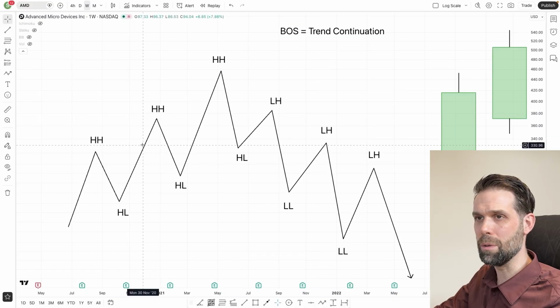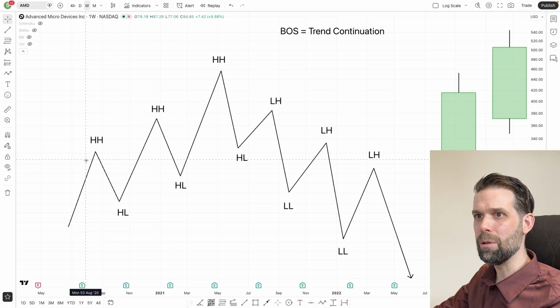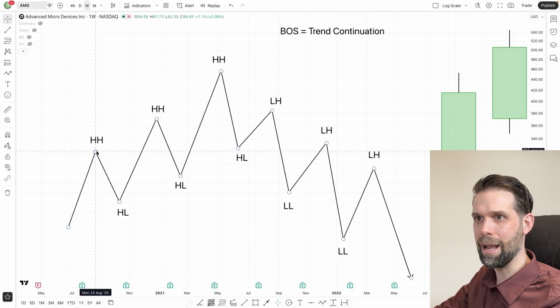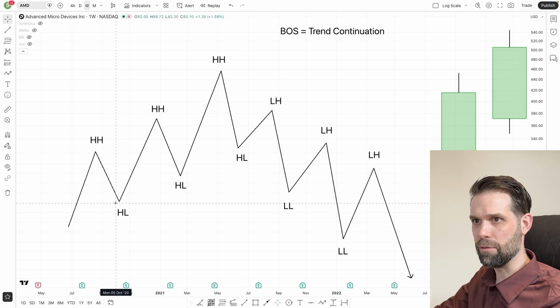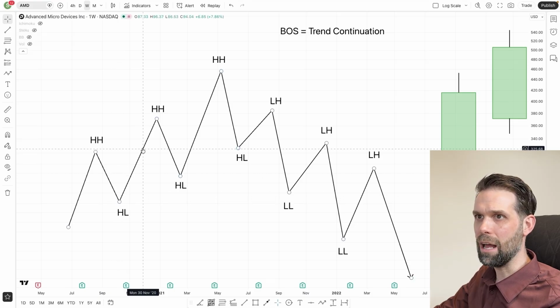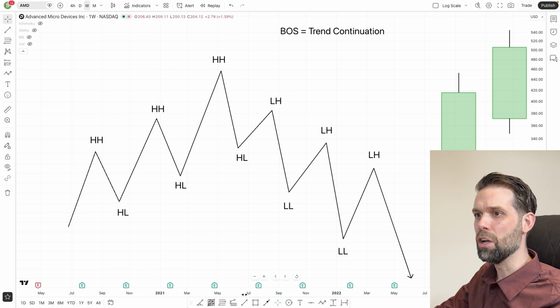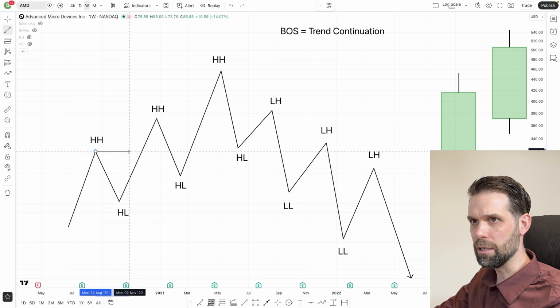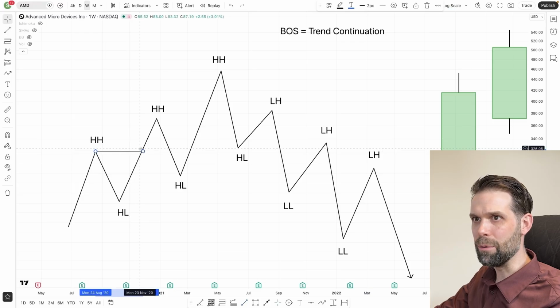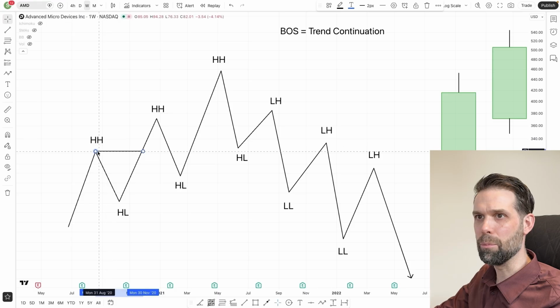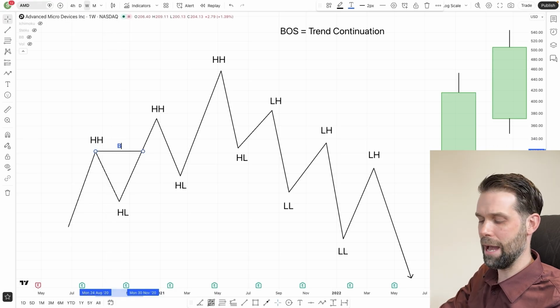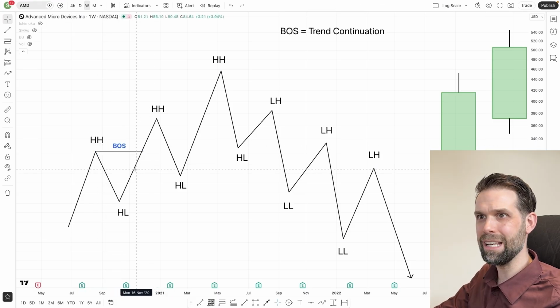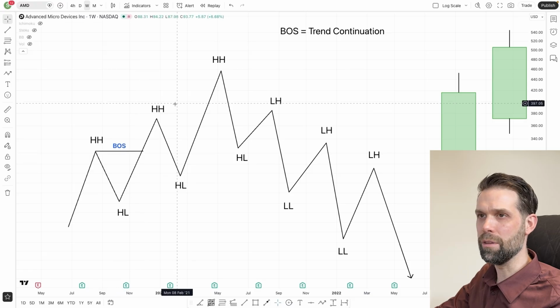If we were to zoom into this area here, we can see price rises up into this area, and we call this a higher high, and then it retraces into our first higher low. So it's a low, and then we travel up and we make another higher high. We have our first break of structure when price travels right here, and when it closes candles above the previous high, we have a break of structure. So we have trend continuation to the upside.